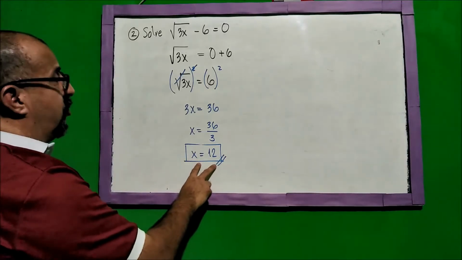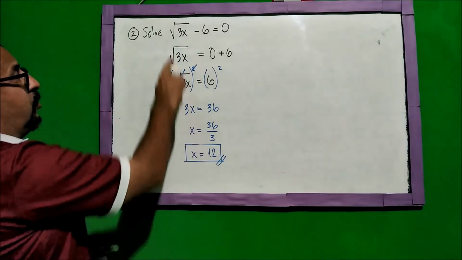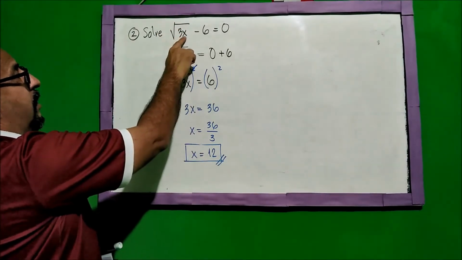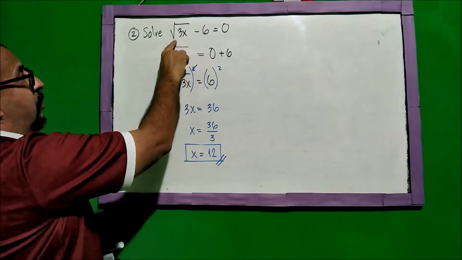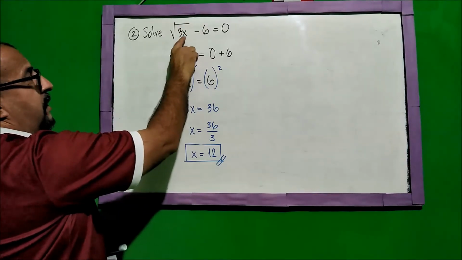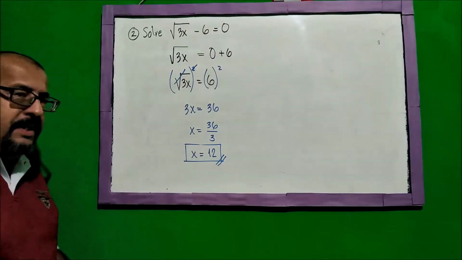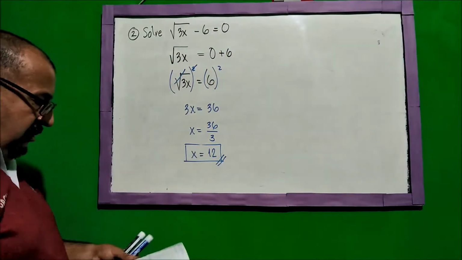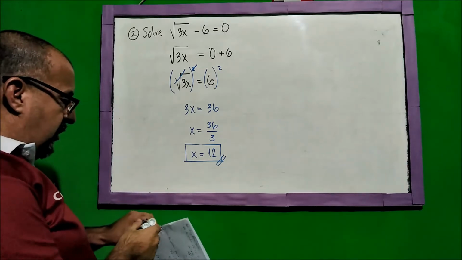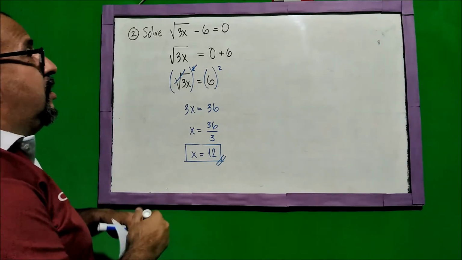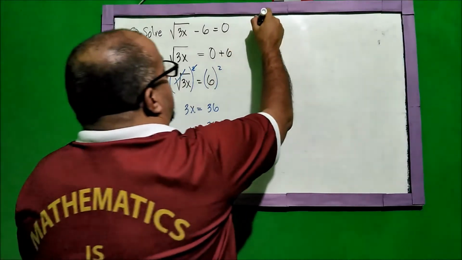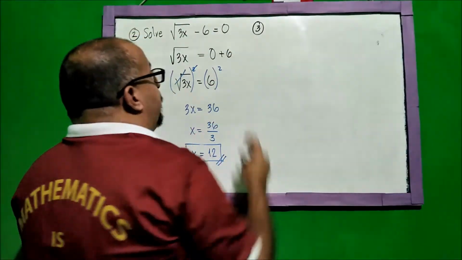Remember always to check your procedure, okay? You bring the 12 in here, 12 times 3 becomes 36. The square root of 36 is 6. 6 minus 6 becomes 0, and therefore the problem is correctly done. Now let's analyze a possible situation that we may have in here. Let's take a look at example number 3.